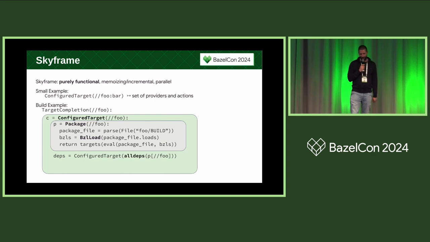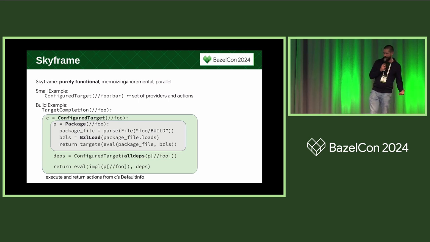Now we have the package. Let's go back to the configure target function. The first thing that we need to do is, for all of the dependencies of that target, we need to analyze them. And we do this by calling the configure target function again. This is like the first stage. You can imagine that this stage will already build you the deck. And then the second thing is to evaluate the implementation function. And we need to pass into the implementation function all the providers that were computed in the previous step.